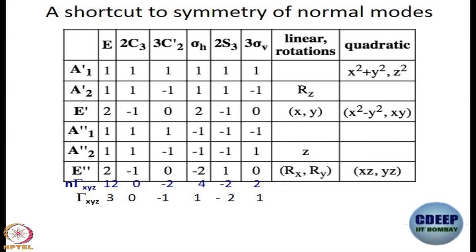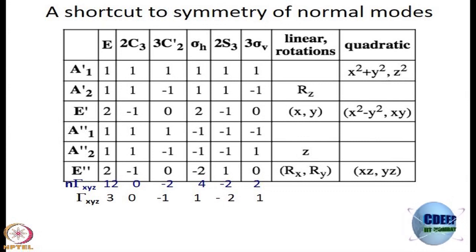Rx, Ry, where do they belong? E double dash and A2 dash. So if I add E double dash with A2 dash, then I should get gamma rot. Can you work that out for me? Let's work out gamma rot by adding the irreducible representations for which Rx, Ry, Rz are the basis. Answer? What are the characters for gamma rot?